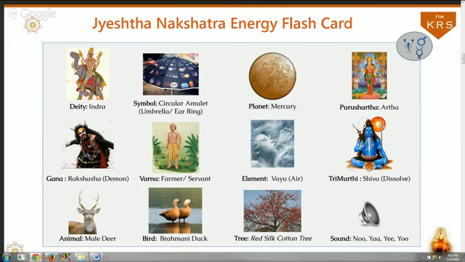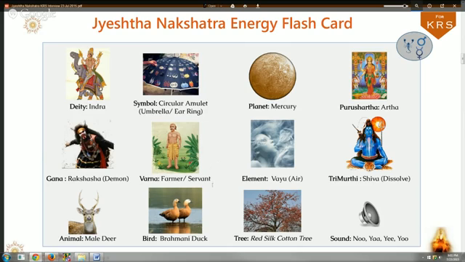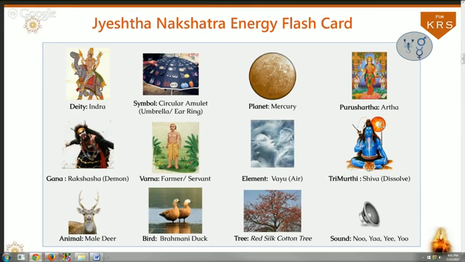You can control your indriyas, which are senses. Absolutely. Now, another thing about the male deer is that the deer always likes to be in serene environments. Whenever you have a picture of a deer, you always see grass and trees behind. So Jyeshtha Nakshatra likewise likes to be in places that are serene and beautiful.